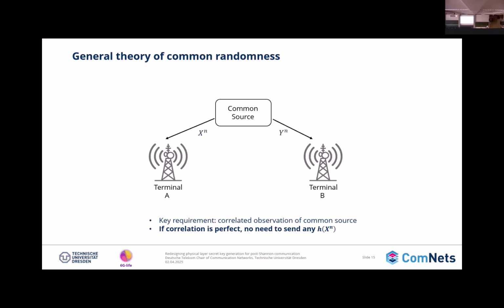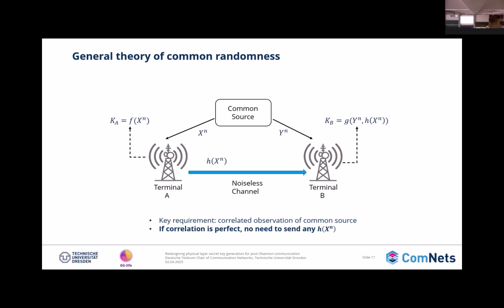So we have two terminals which are observing a common source. Terminal A is observing X^n and terminal B is observing Y^n. Terminal A can now generate a random variable based on its observation of the common source, and terminal B can also generate its own version of randomness, but it will be quite erroneous because the observation of the common source is not perfectly correlated. So there will always be some errors in the way the common source is being observed.